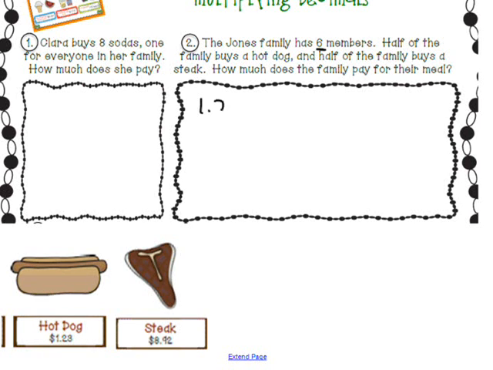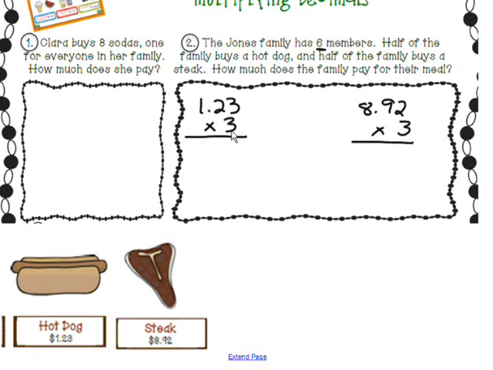So a hot dog is $1.23 and 3 people are going to buy it. And then the other half buys a steak. So a steak is $8.92 and half of the family is going to buy that. Now, Clara's family must not be the same as the Jones family because there's 8 members in Clara's family and 6 in the Jones family. Let's go ahead and do this multiplication.